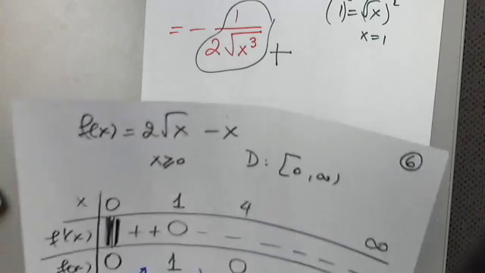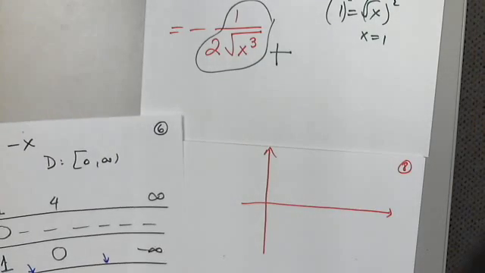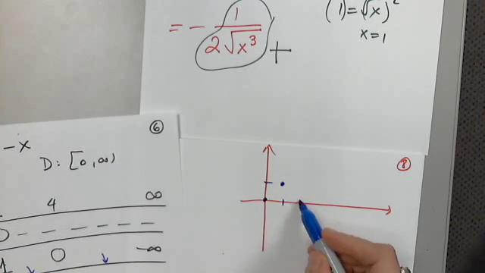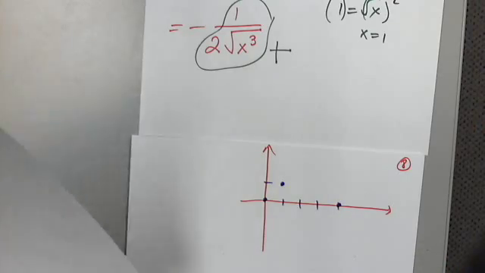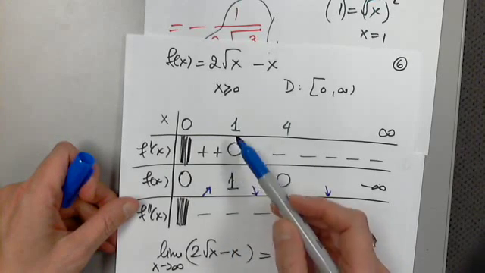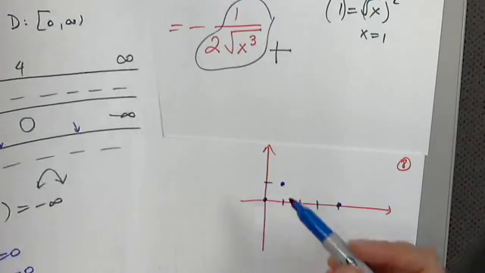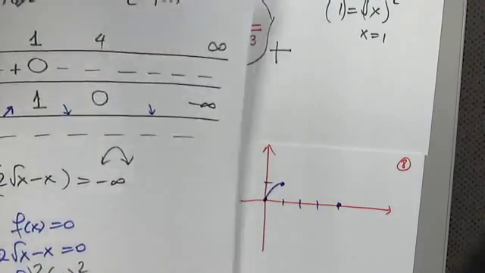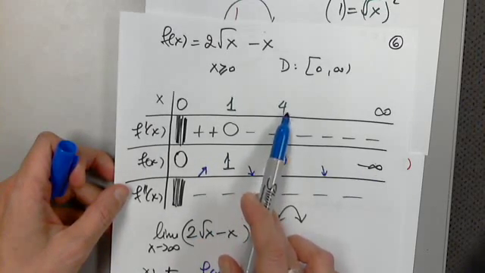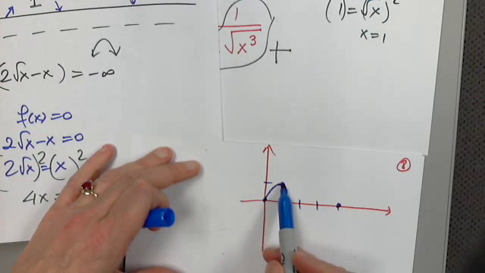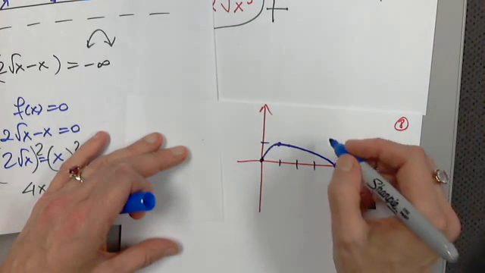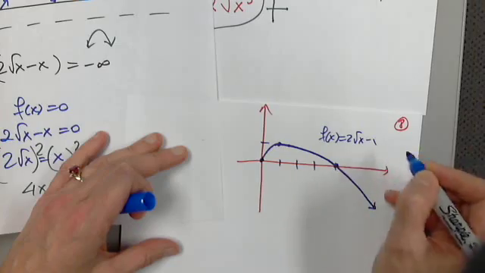All I care about is my table. I have 0, 0. I have 1, 1. And I have 4, 0. So here's what my table says. From 0 go to 1, from the origin go to 1, 1, increasing, opening downward. Now, all the way decreasing to negative infinity, opening downward and crossing the x-axis at 4, 0. And this is the function f of x equals the square root of x minus x.